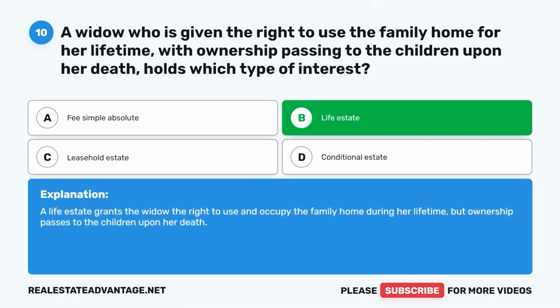A life estate grants the widow the right to use and occupy the family home during her lifetime, but ownership passes to the children upon her death.